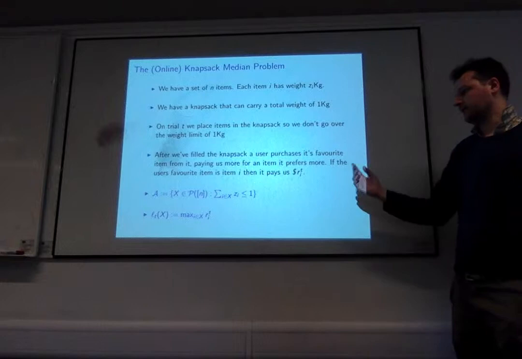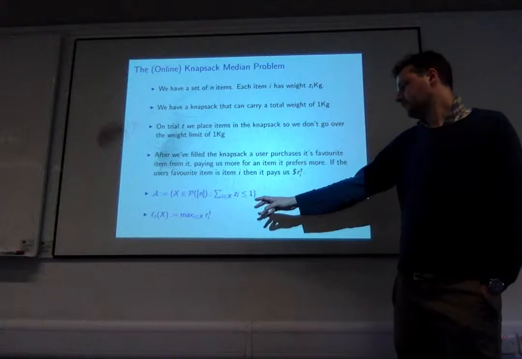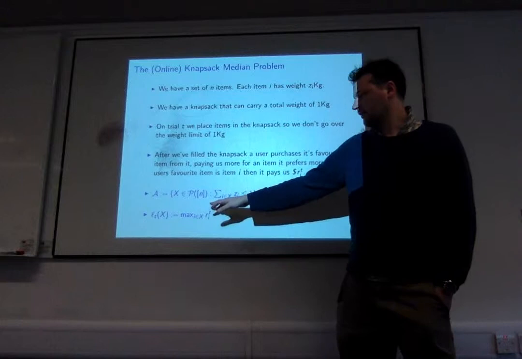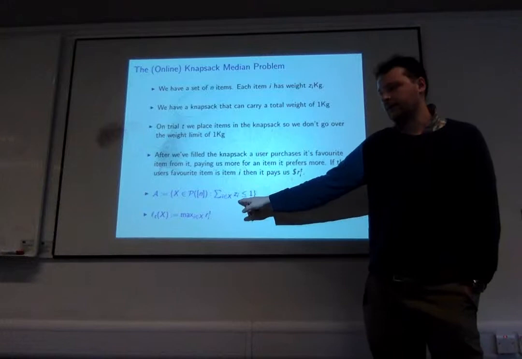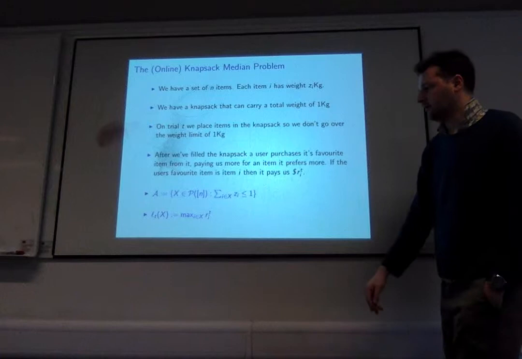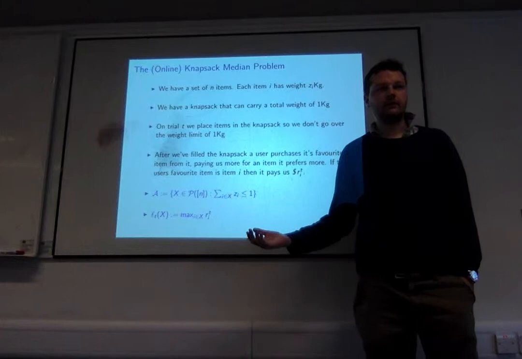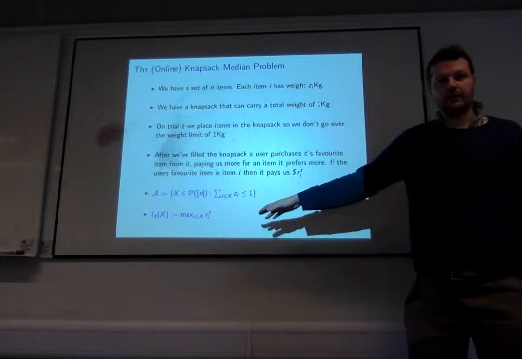So what's our action space? Our action space here is, as usual, subsets of all the possible sites. But we also have a condition that they fit into the knapsack. So this is basically saying the sum of weights in the knapsack is less than 1. That's our action space now. And the profit we get is simply the amount of money we get from the favorite item of the user. So it's the maximum of these.